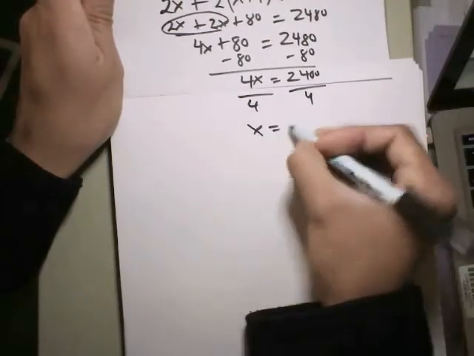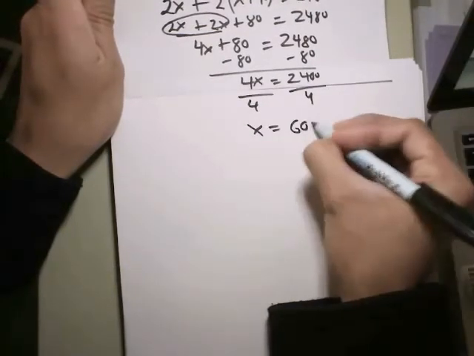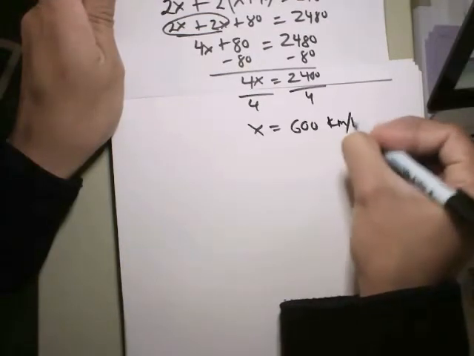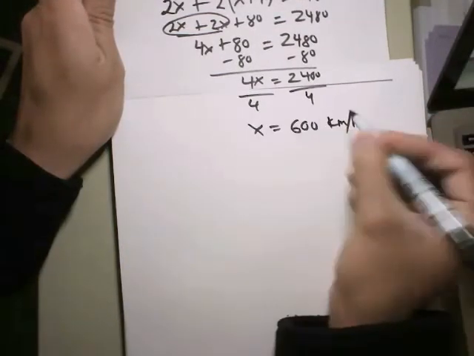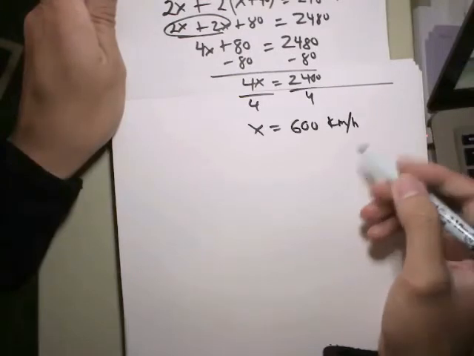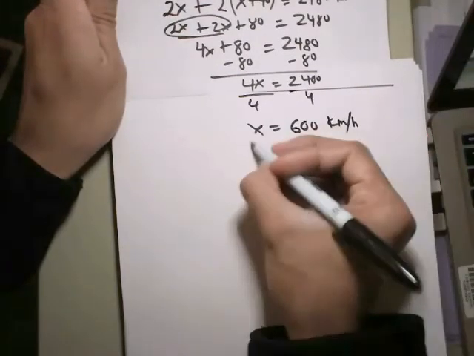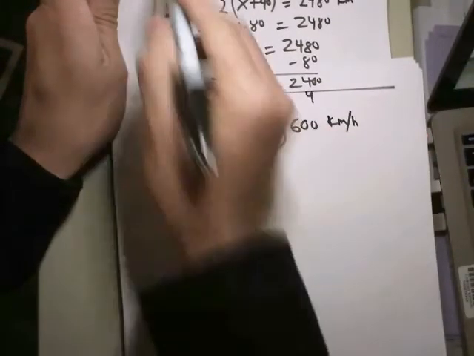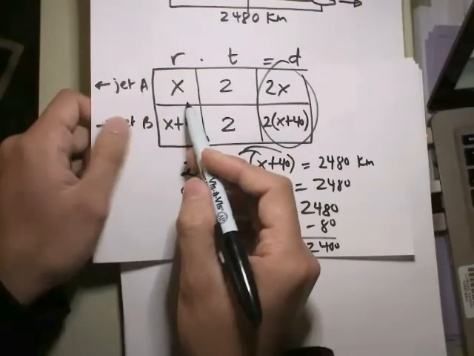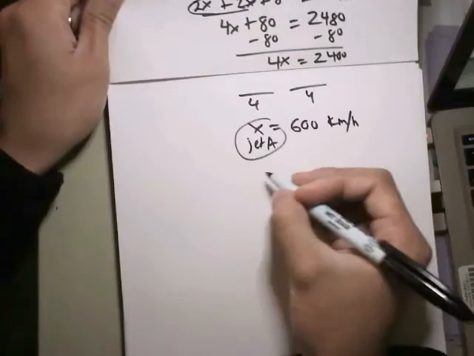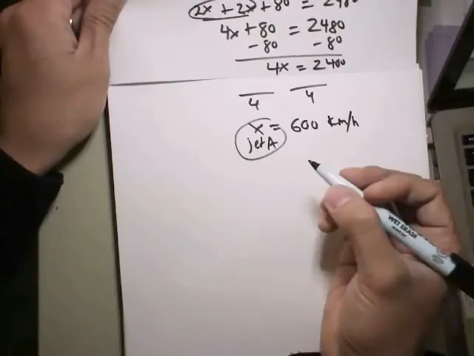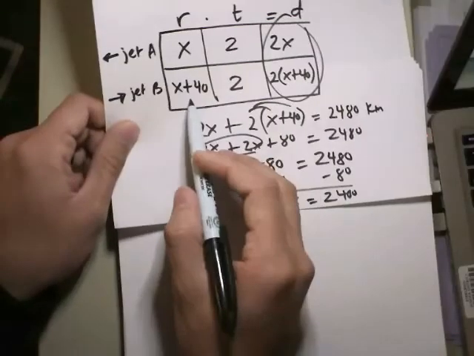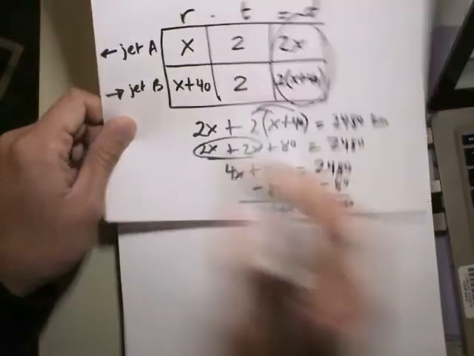X will simply be 600 kilometers per hour. So it makes sense for a jet to travel this fast. Okay, so that means x is the speed of jet A, right? Based on our table anyway. And then to find the speed of jet B, we just have to add 40 to it because we acknowledged that jet B is traveling 40 kilometers faster.